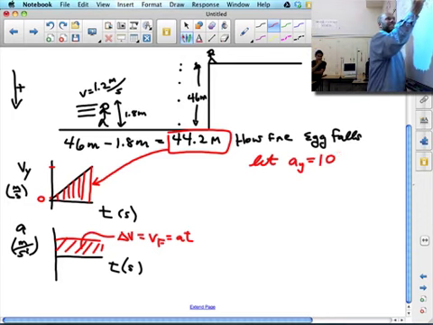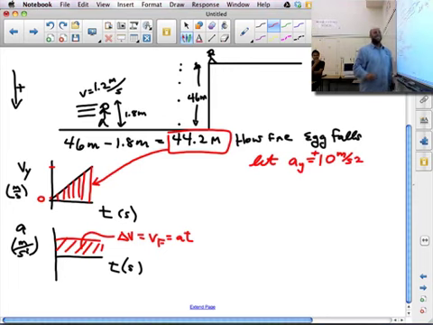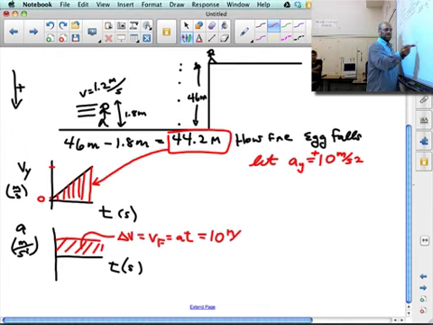No, 9.8. Who wants 10? Raise your hand. Who wants 9.8? Sorry. Haha. It's okay. You can. Hey, everybody's free to use 9.8 if they wish. It's okay. Meters per second squared.